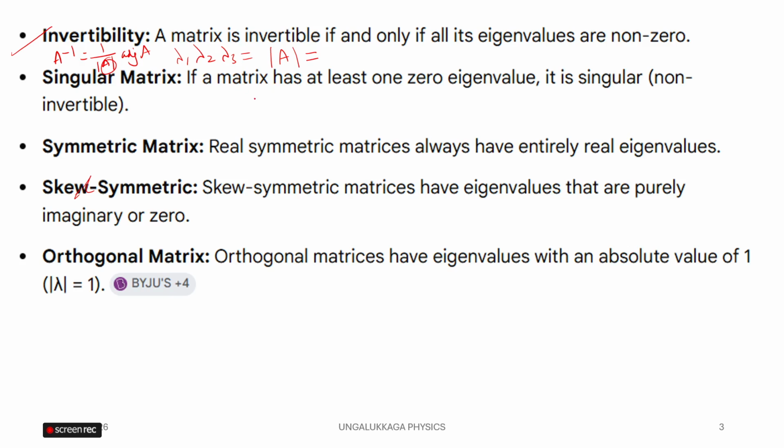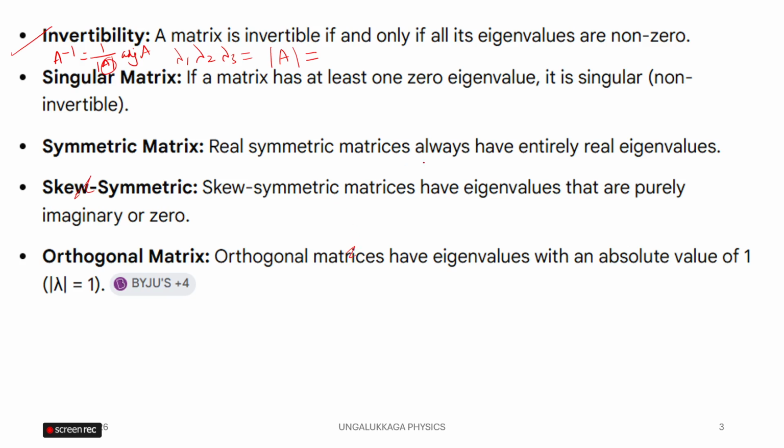If a matrix has at least one 0 eigenvalue, it is singular. Okay, so if any one of the eigenvalues is 0, then from the initial stage itself the determinant is also becoming 0, so that is non-invertible. Okay, then we have symmetric matrices.